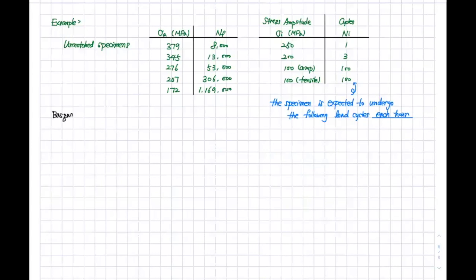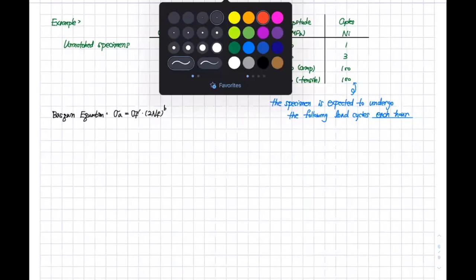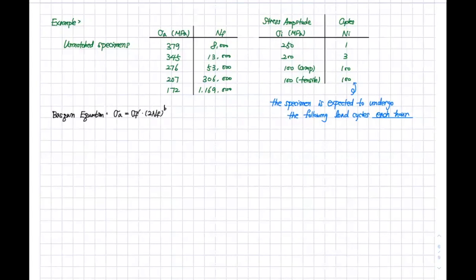Please do not look at my screen. Please do it by yourself. But at this time, let's do the real case. Sigma A equals sigma F prime times 2NF to the power B. I told you some textbooks use 1NF and some 2NF, but let's do 2NF this time, because this is the more accurate version.